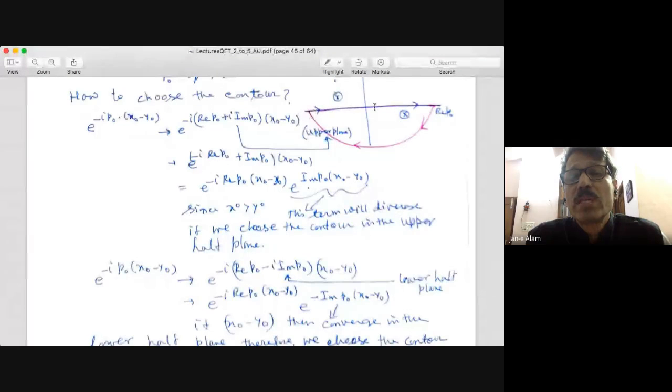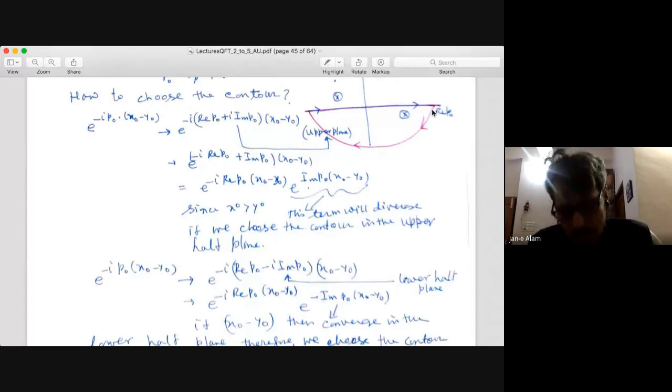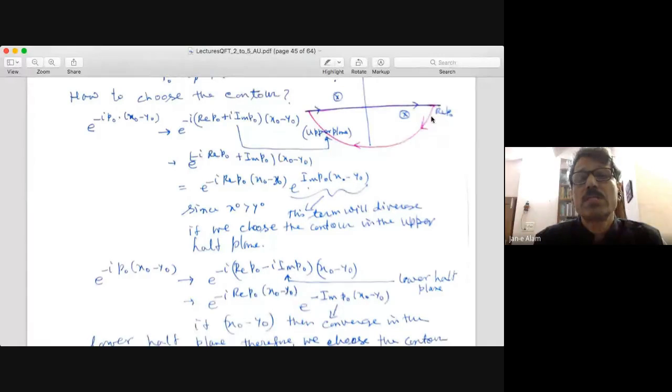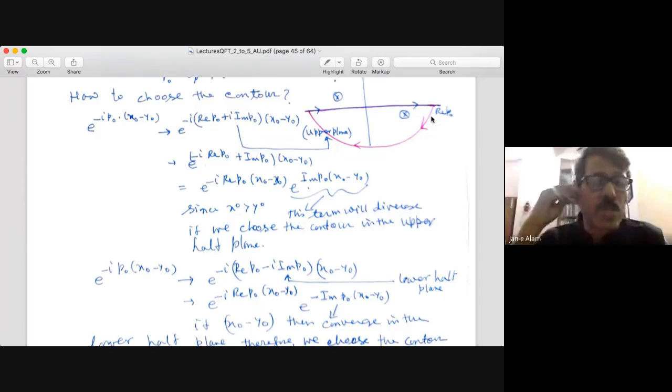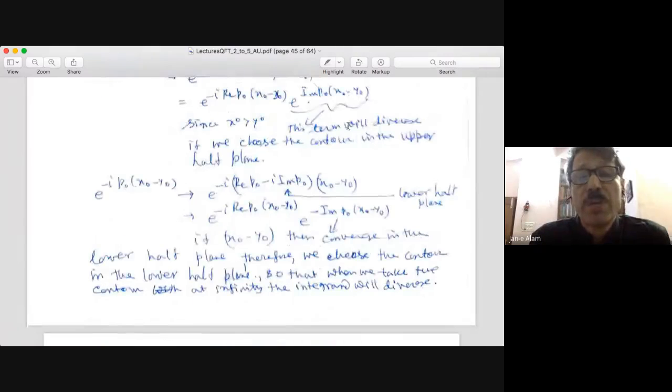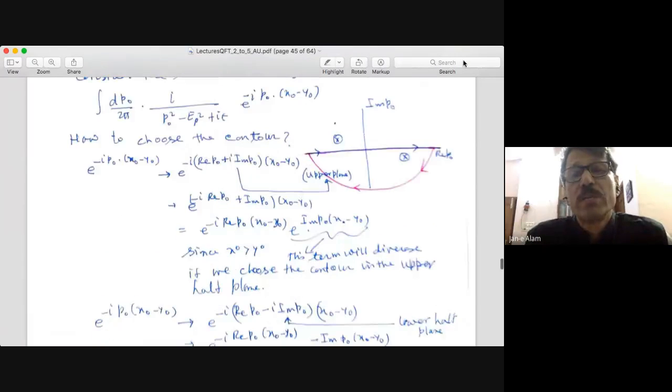If I close the contour, like I take the real axis where the integration should only survive, and I need to close the contour, so I close it in the lower half plane. Then I can see in the lower half plane along the contour, marked by this red line, the integrand itself will vanish when I take the limit P naught tends to infinity. So that is my correct contour then. So for the case where x naught is greater than y naught, my contour should be this, right? So then I have only a single pole.